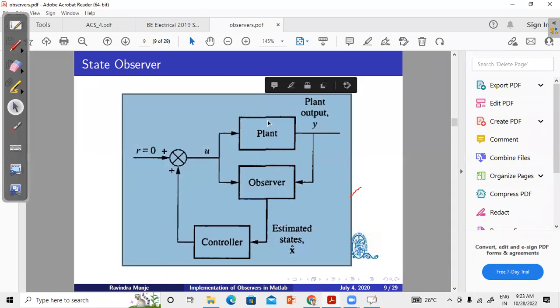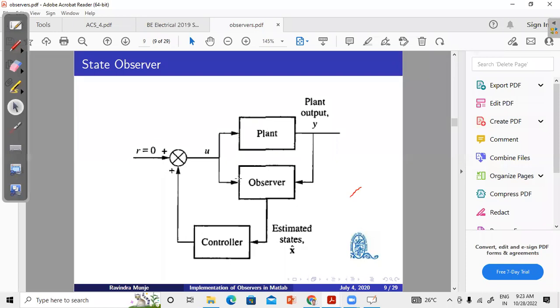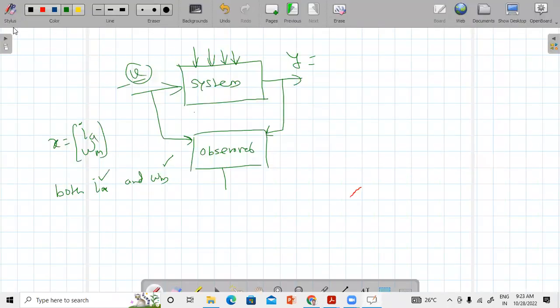Okay, so this is what I have shown earlier. This is my system. This is my observer. The observer is taking input from u and the output, and it is estimating the states, and then it is given to the controller. Have you understood this? How many of you have understood? Reply yes or no. How many have understood, how many have not? I can repeat this.